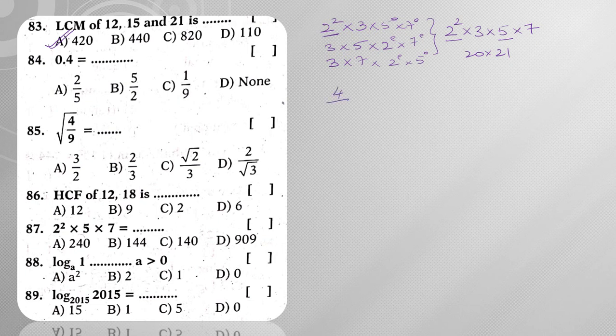Next 0.4. So 0.4 I can write as 4 by 10. So 4 by 10 means 2 by 5. Hence the answer is 2 by 5. Next, square root of 4 by 9 is nothing but 2 by 3. So already we know that.